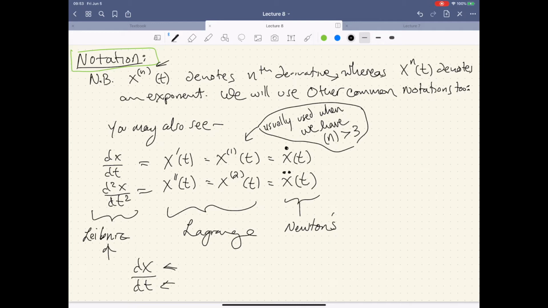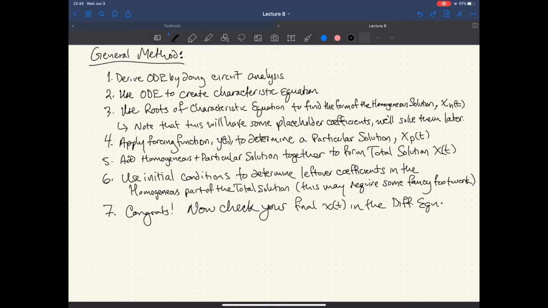Let's carry on. So let's finally write down a general methodology. We're going to get to this part next time, so don't worry about that. But we're going to use the ODE first to create the characteristic equation. So for this, we're going to set y(t) equal to 0. That's what we do to create a characteristic equation. And then we do the replacement.